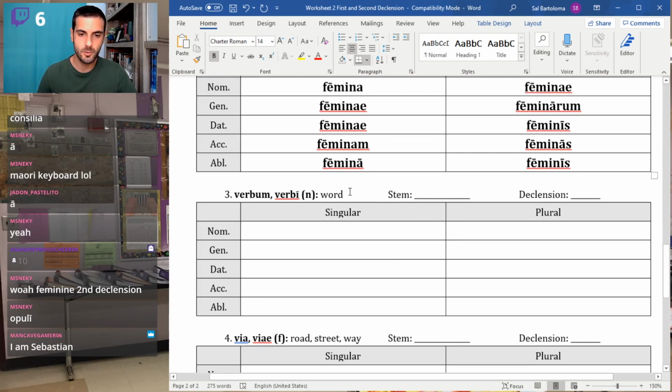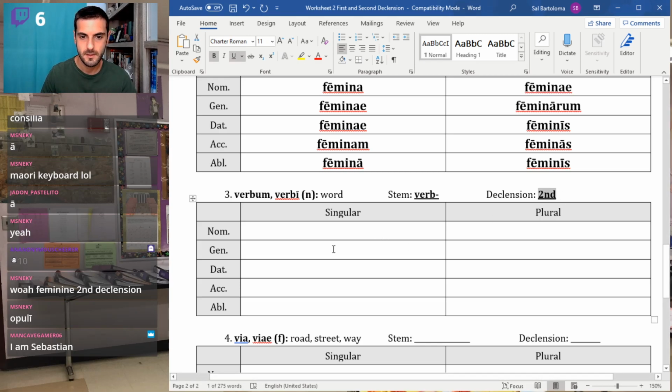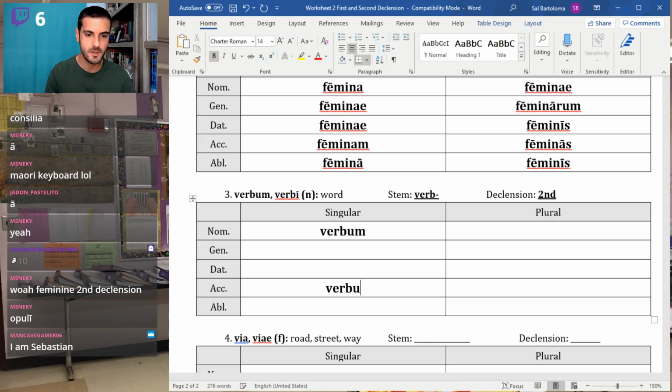Verbum, verbi, neuter. Okay, be ready. So for a neuter word, we're always thinking about two cases that are going to be a little bit different from what we would expect. This is second declension, but it is neuter. The nominative verbum is always going to be the same as the accusative verbum, and the plurals are always going to end in A. Verba and verba. So we fill those in just so we don't forget.